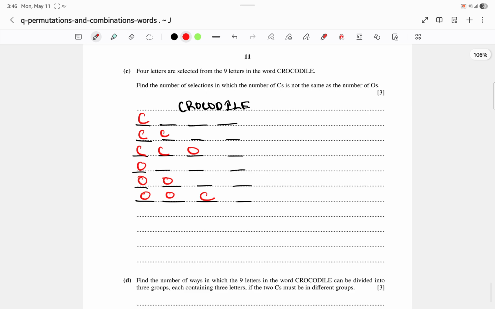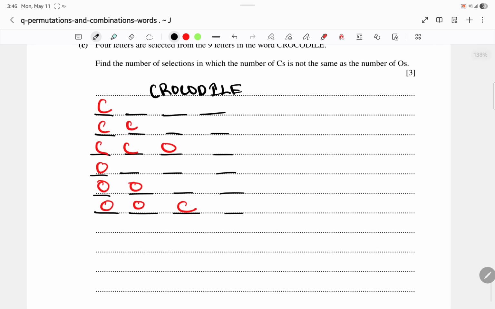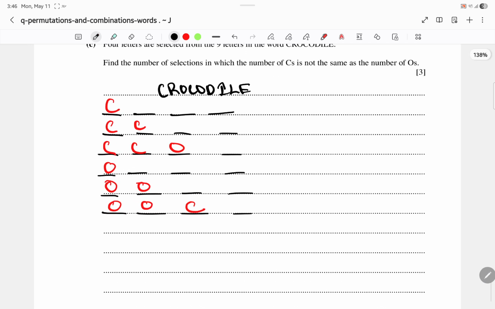After you arrange this, you're going to eliminate the letters that are already here. The C is already here, so you're going to eliminate C. O is also here, so eliminate O. So how many letters are left? It can be R, D, I, L, E. 5 letters. So out of 5 letters, you're choosing 3, right? Hence, it's going to be 5C3, since there are three gaps.